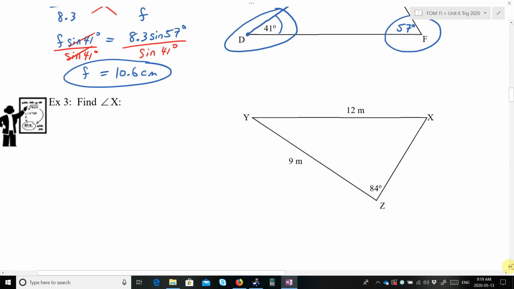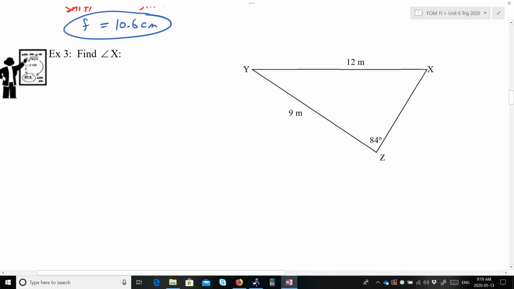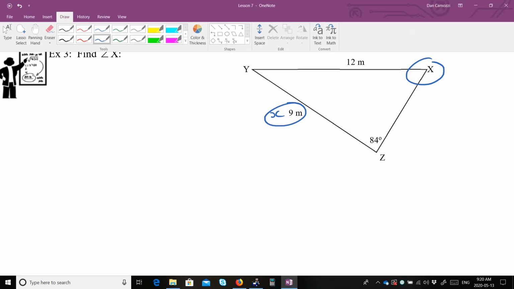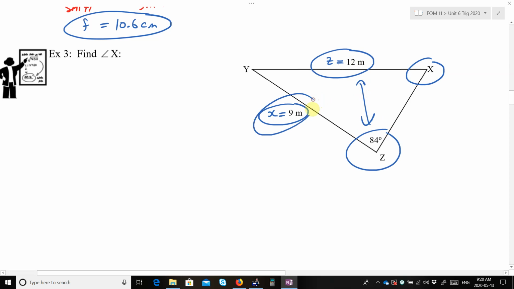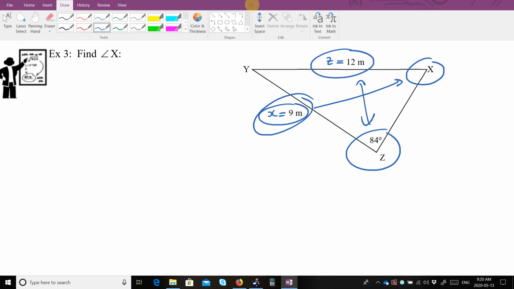Now, in example 3, they want us to find an angle. Find angle x. Okay, so they want us to find this. We do have its opposite side. That's great. And remember, with the sine law, you have to have what's called an angle-side relationship, which we do. We have an angle and its opposite side over here. So you have to have at least one of these situations happening before you can then use the sine law. We're going to then use this side to get the missing angle x.